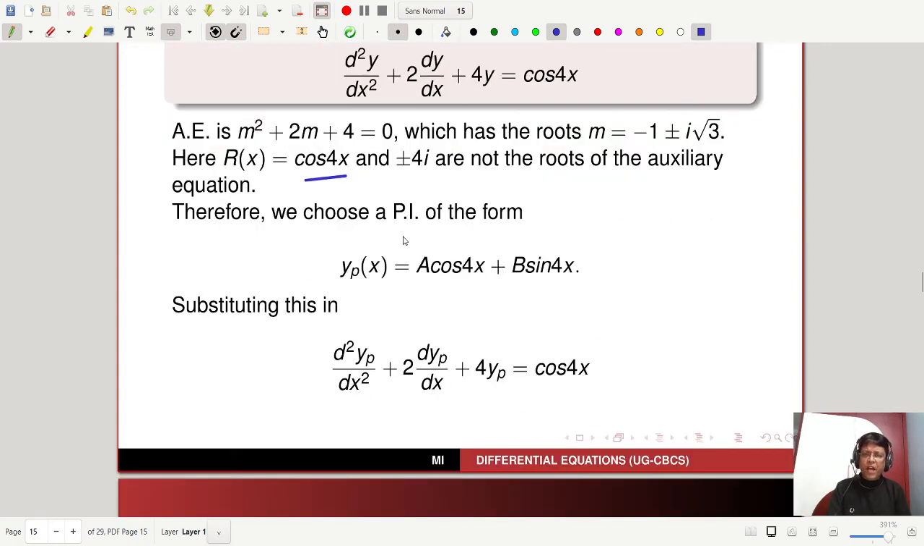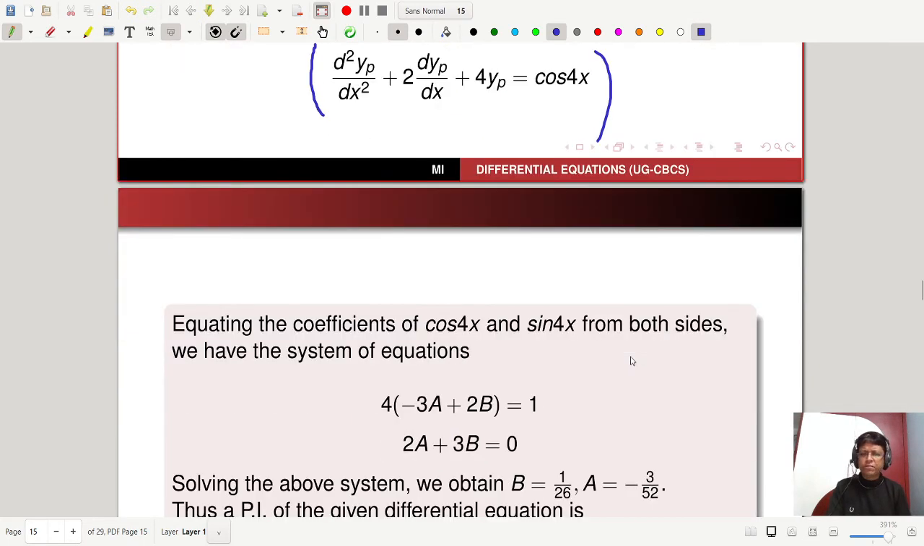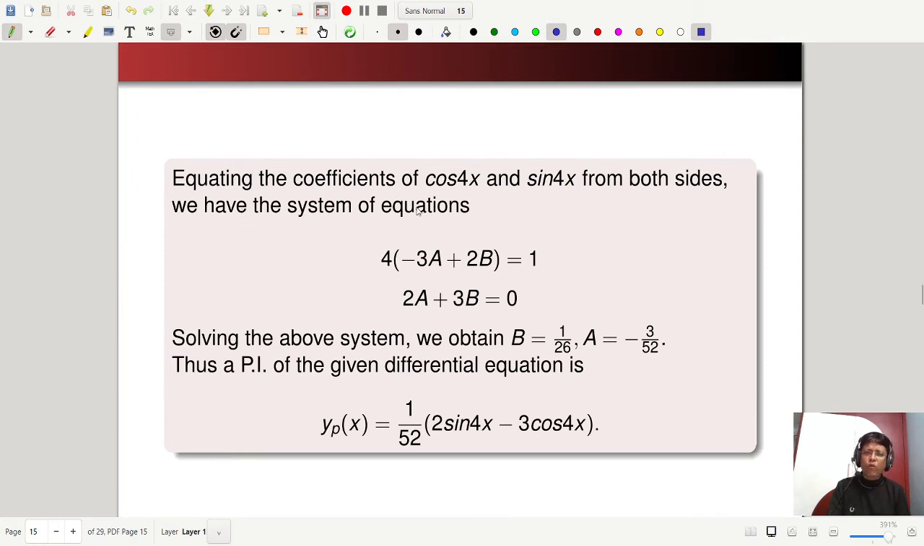Therefore, we choose a particular integral of the form similar to your R(x). So you choose yp as a cos 4x plus b sin 4x, right? And a and b are the constants. Now yp is a solution of the given differential equation as previously. So you substitute into this differential equation that is satisfied by yp, calculate, and equate the coefficients of cos 4x and sin 4x from both sides.